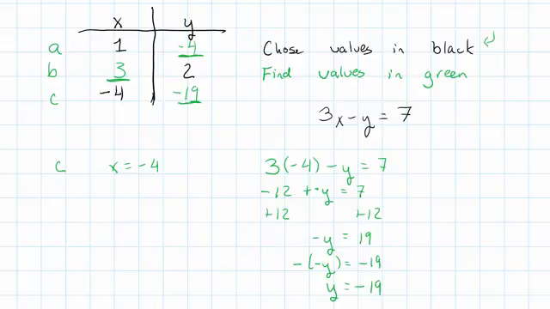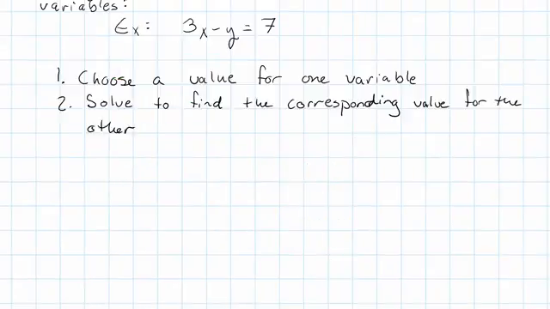Okay, so what did we see? We saw that when we chose the values in black and plugged them into the equation, we found a unique value in green just by solving an equation in one variable. And that's our process whenever we want to generate a solution to an equation in two variables. We choose a value for one of the variables, and then we solve the equation to find the corresponding value for the other variable.